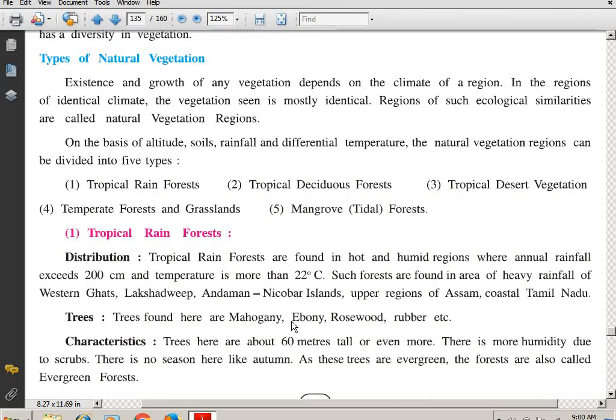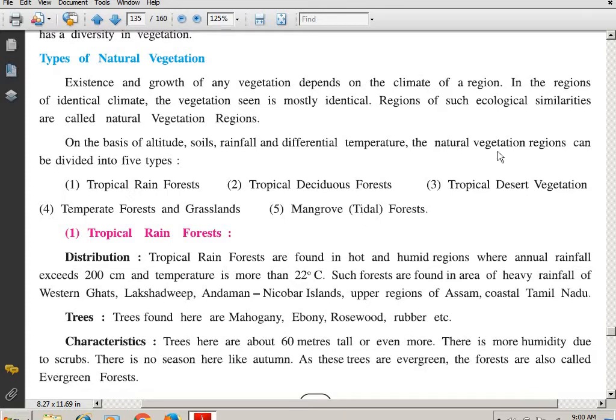So students, what are the types of natural vegetation? We studied today about the vegetation. What is the first and foremost? One more question about the forest. Then we saw about the vegetation, diversity in vegetation. And now we are going to see again a 4-mark question about types of natural vegetation.